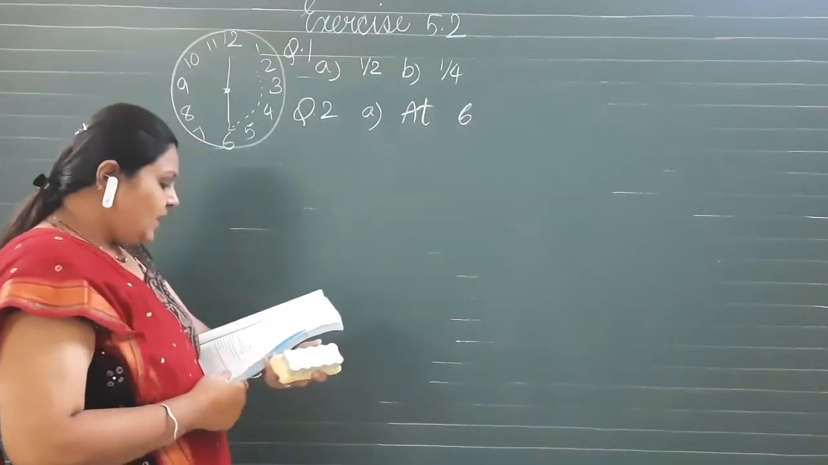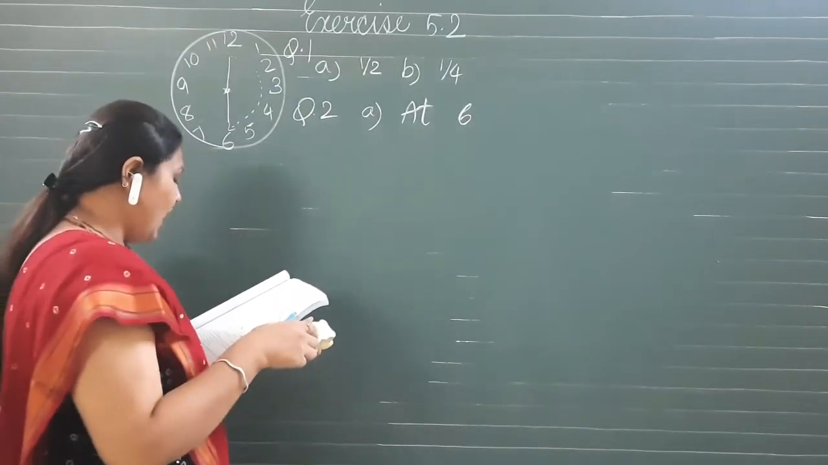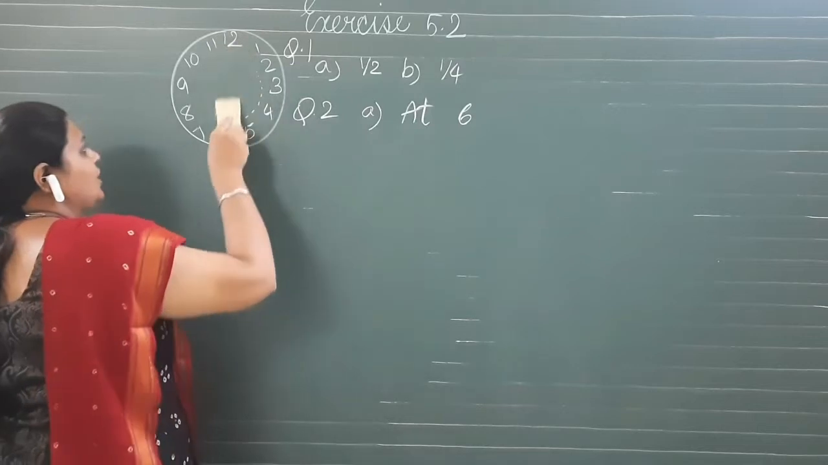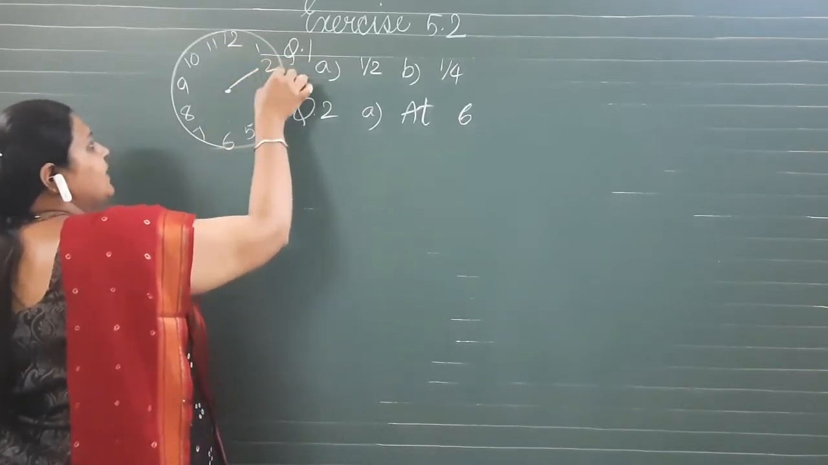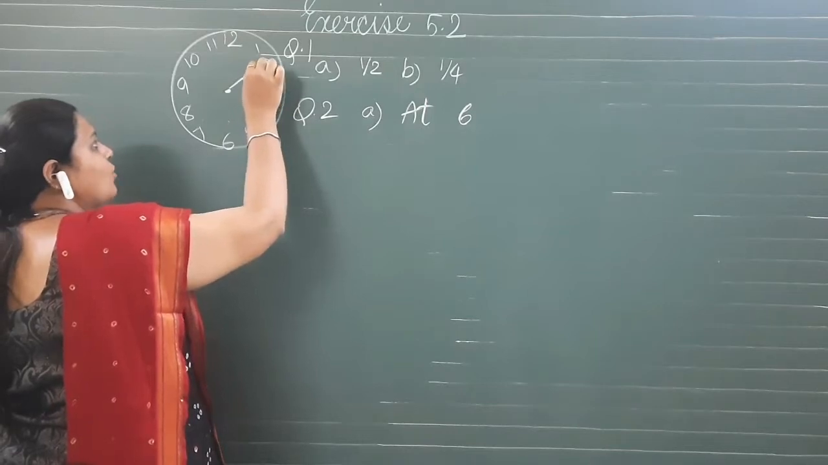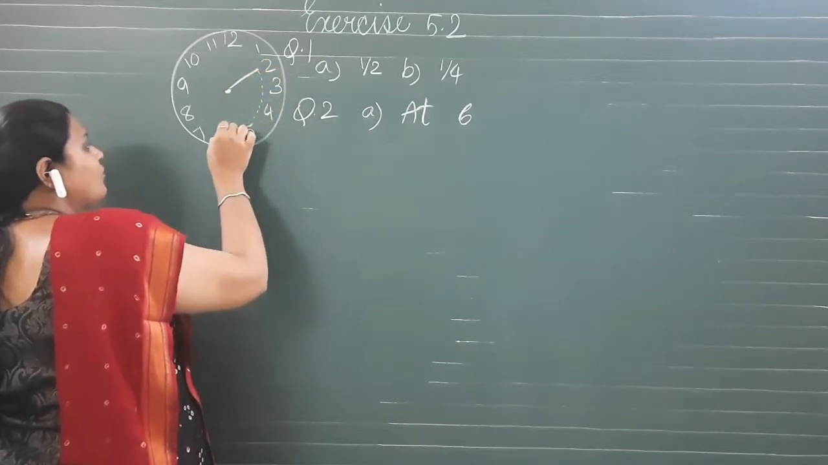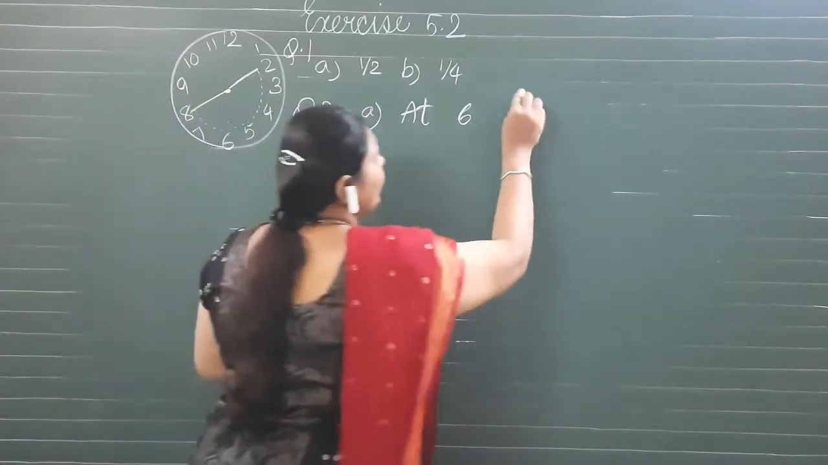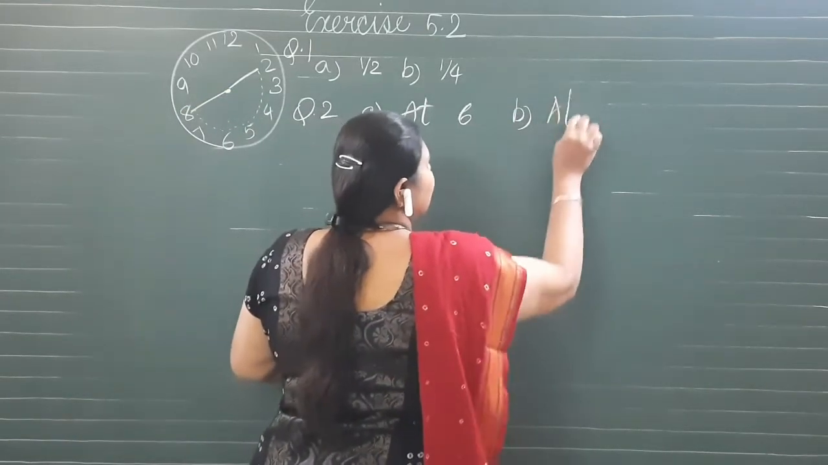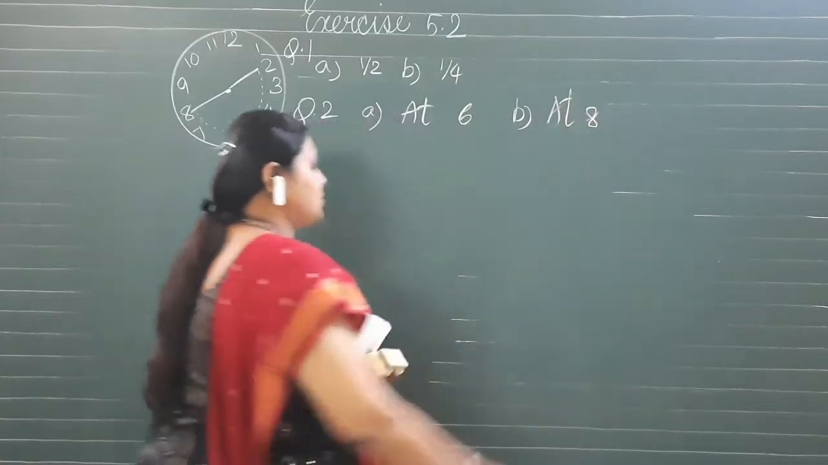Now question number B, starts at 2 and making half revolution. Now the hand is on 2 and it is making half of the revolution. So once it's moved clockwise, it will be at 8. So here we can say it must be at 8.